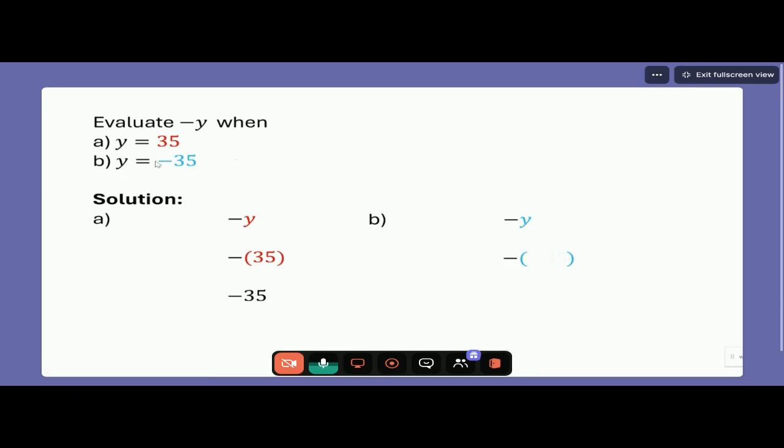Negative 35. And now let's evaluate what we have. We have negative. Remember, negative means opposite, right? So this is the opposite of negative 35. Or if you really want to get technical, inside the bracket is the opposite of 35, and then when you put another negative in front, it's the opposite of that. Well, what's the opposite of something? It's just itself again. So the negative of negative 35 is just positive 35.